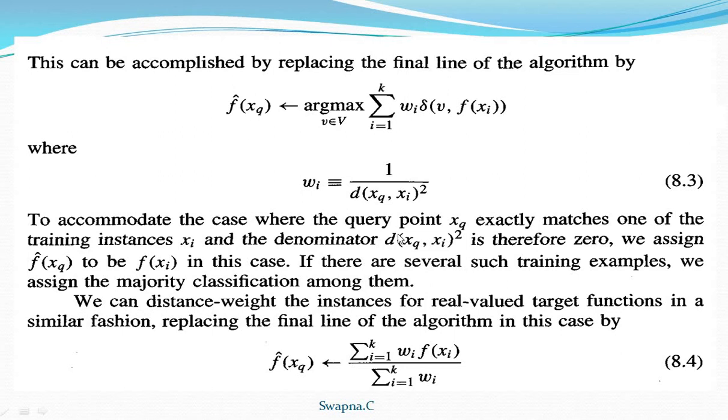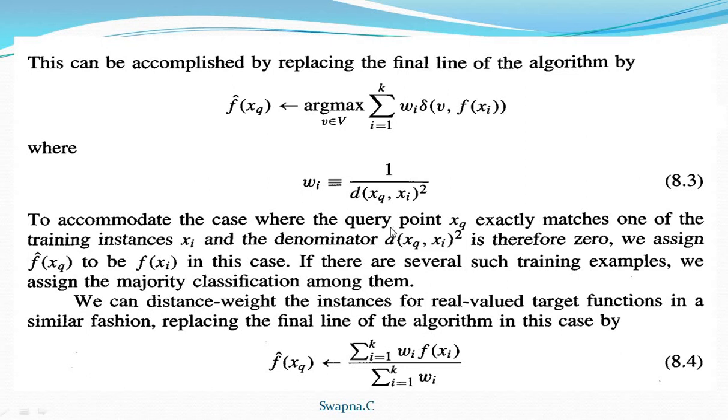To accommodate the case where the query point xq exactly matches one of the training examples xi, the denominator is therefore 0. If it is exactly matching, it becomes 0. Then we can directly assign the target value of xi. If there are several such training examples, we assign the majority classification among them, that is, the most frequent target value.